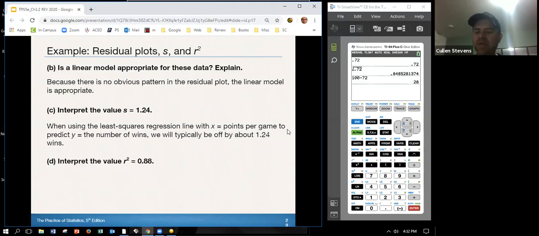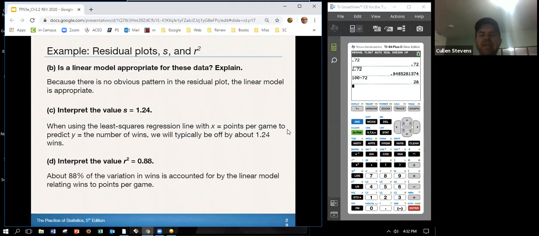And then R squared, the coefficient of determination, is 0.88. What did that mean? All right, answer it for yourself. I'm going to give you the answer soon. Try to think about what it is first. All right, here it goes. Hope you've thought about it already. About 88% of the variation in wins is accounted for by the linear model relating wins to points per game. Okay, so that's good practice running between those two.